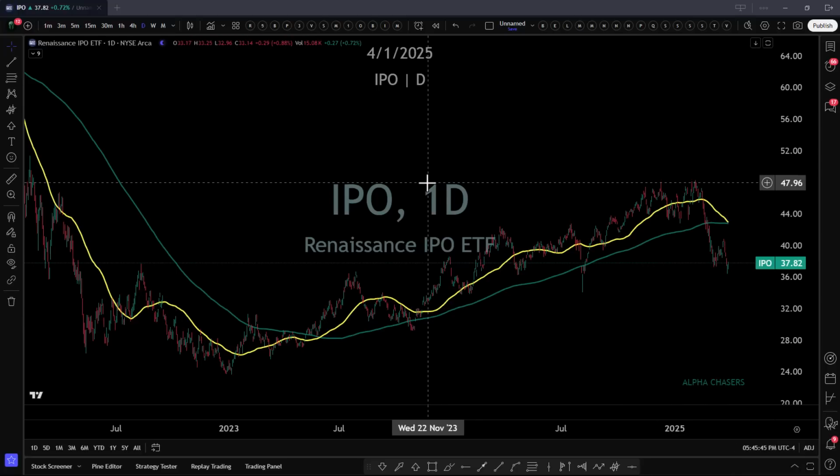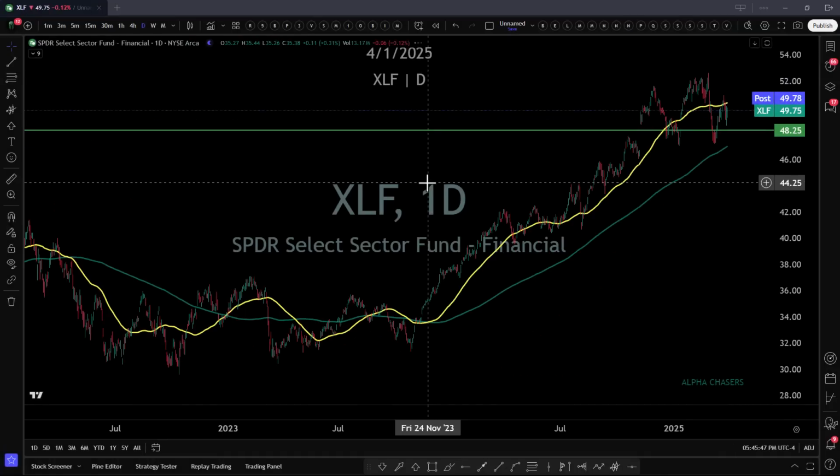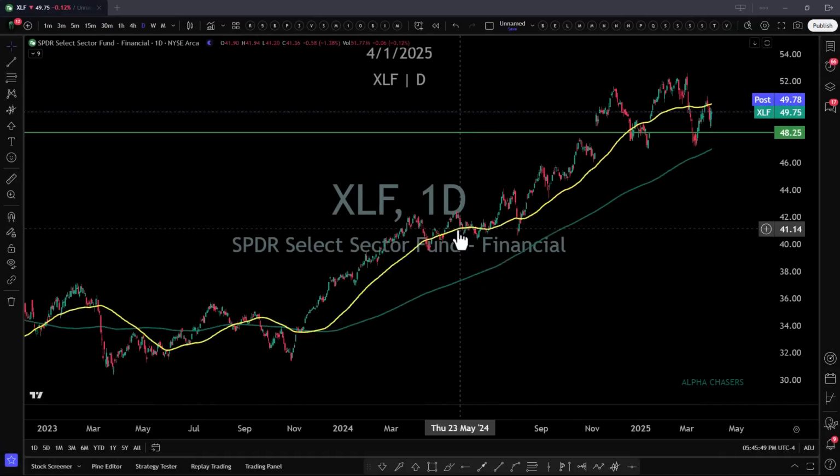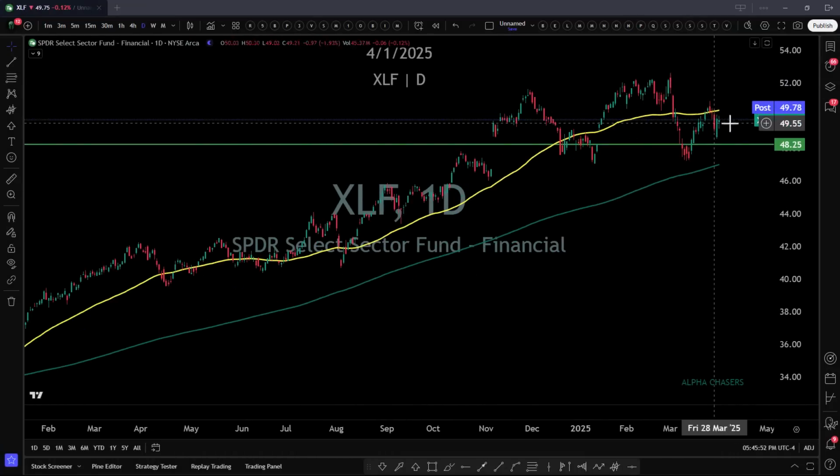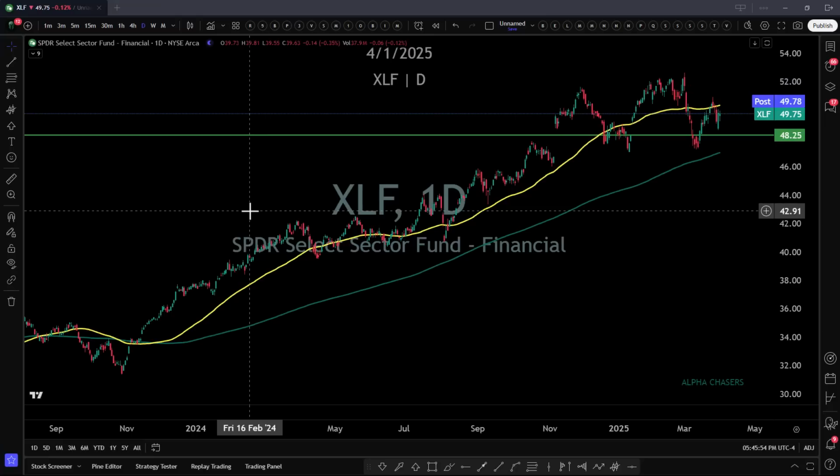I also thought it was interesting that we're not watching the financials break. They're not breaking down. And you can't really have the S&P continue to break down if that's not going to happen. Tomorrow we get some economic data and we'll go from there. That's it.